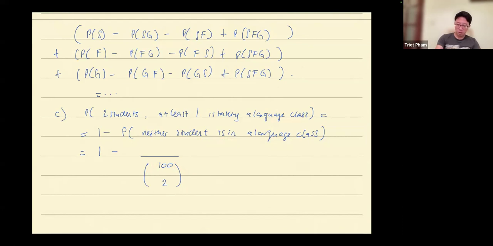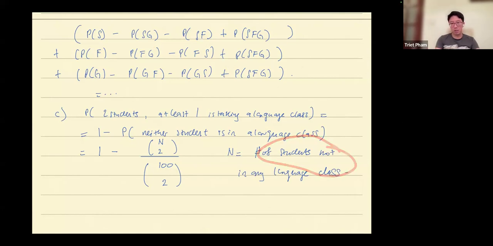Our numerator will be something choose 2, where this something is called n, where n represents the number of students not in any language class, which you can infer from your answer in part A. Well, that's it. That's where the connection ends. We don't use the answer in part A in any other way than to glean the number of students not in any language class, to count the number of possibilities.